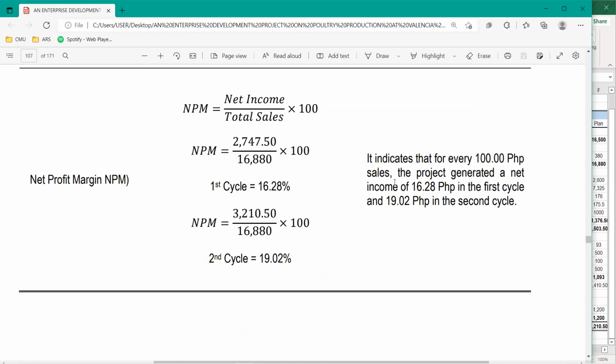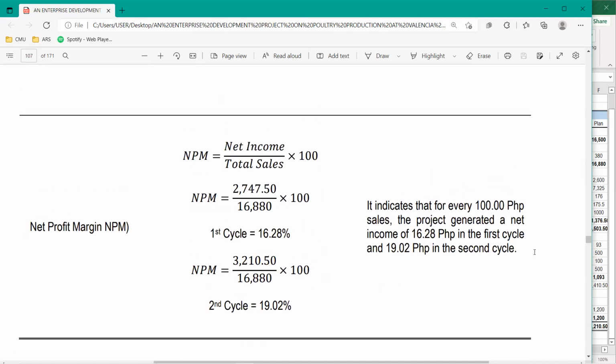Well, lastly, we have net income or net profit margin. So we have a net income katong ganina sa ato ang balance sheet, 2,747.50 over 16,880, which is the total sales. So ato ang net profit margin ra is only 16.28. So medyo gamay siya compared sa ato ang gina-expect.